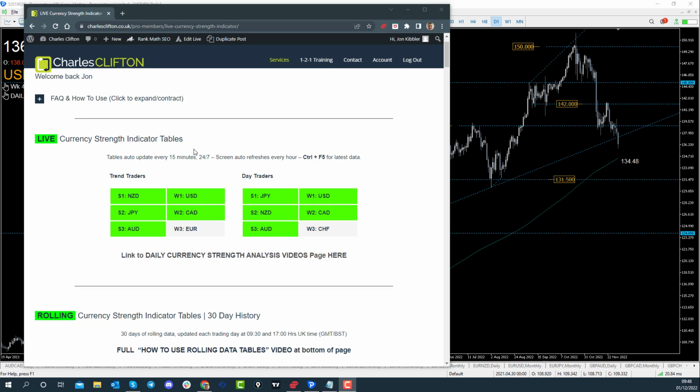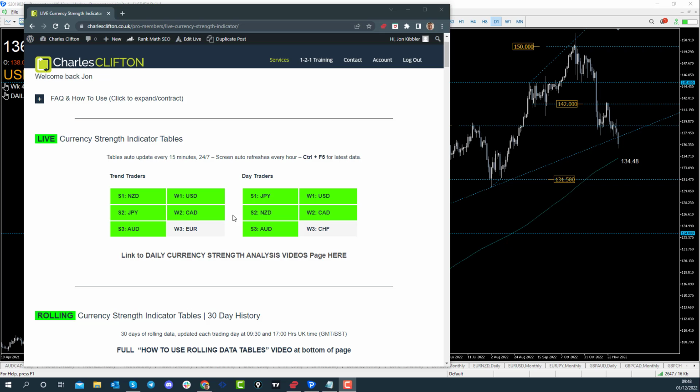Here we have the live currency strength indicator tables in front of us. We have two types of tables: the trend traders table and the day traders table. These are highlighting the same studies but just different time frames. So the trend traders is our higher time frame and the day traders is our lower time frame.